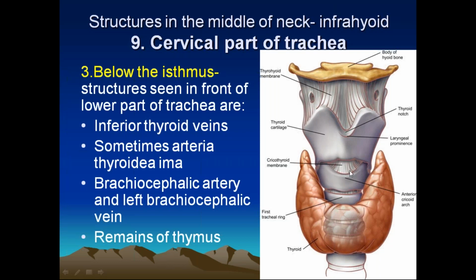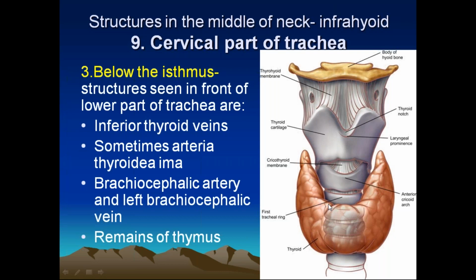Above that you will have the anastomosis between the cricothyroid branches of the superior thyroid artery. Then next will be the arch of the cricoid cartilage. Then next will be the cricotracheal membrane. Then you have the first tracheal ring. Then you have the cervical part of the trachea.